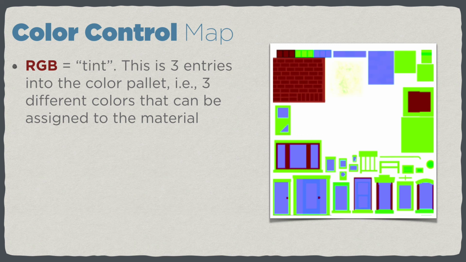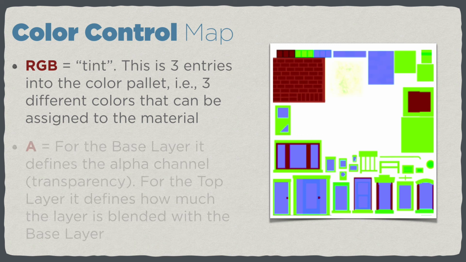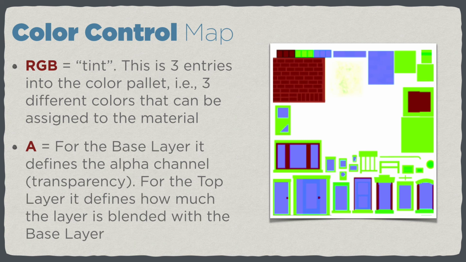So take a look at one of the window elements along the bottom. Each of these color control textures have a red, green, and blue color assigned, and each colored area of each of these color control textures can be assigned a different color from the color palette. So you can think of the colors in the color control map as placeholders for colors from the color palette. And the alpha channel of the color control map controls 2 things.